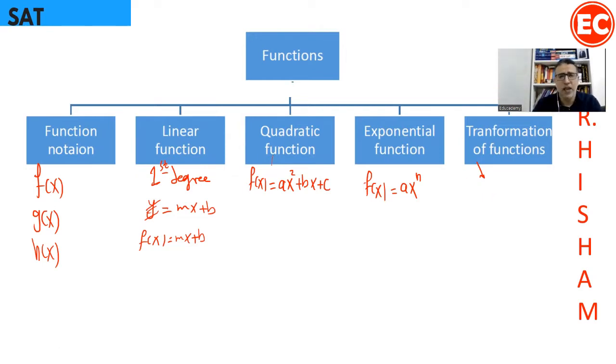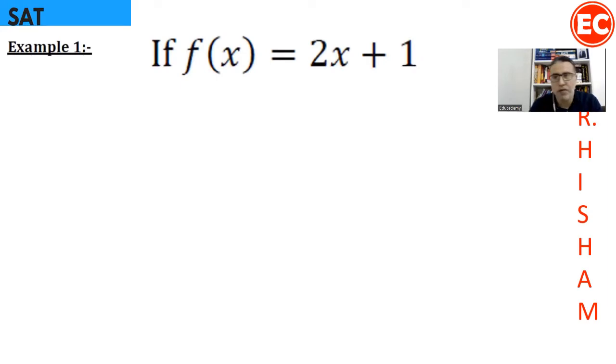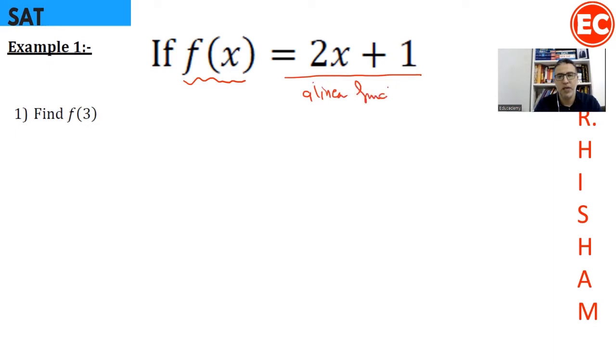So today we are going through function notation: how to replace a value of x into a function by using a function, by using a graph, by using a table. First, the function f of x is equal to 2x plus 1. From the definition, it's a linear function. Why? It's a linear function because, as we can see here, x is to the power of 1.